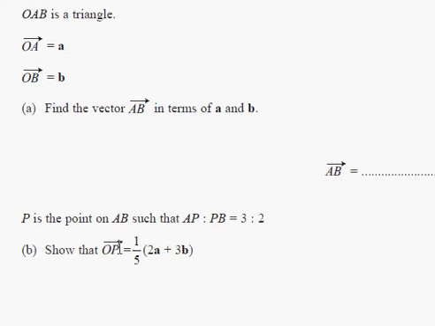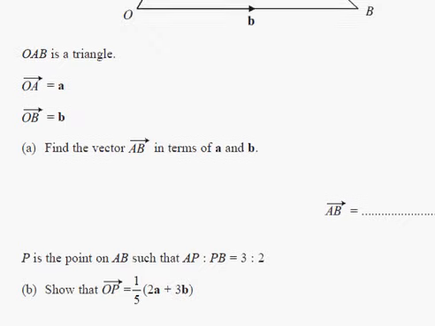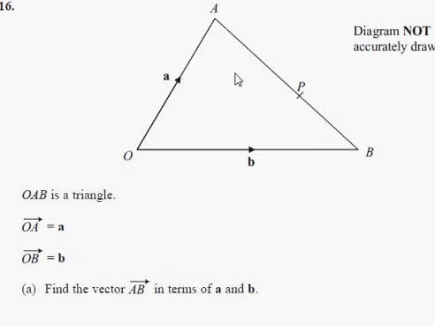So we have to show that the vector OP equals 1/5 all of 2A plus 3B. Let's see how we're going to do this. We're going to start from the vertex O, go to B, and then go to P, and that's the vector OP. Or another way to get there is to start from O, travel along the vector A, get to the vertex A, and then go to P this way. That's another way of saying the vector OP.